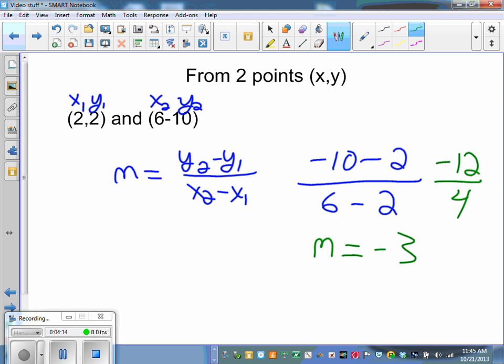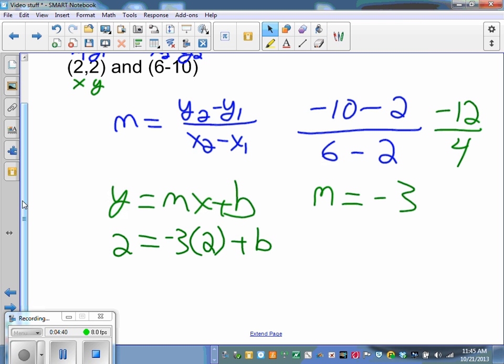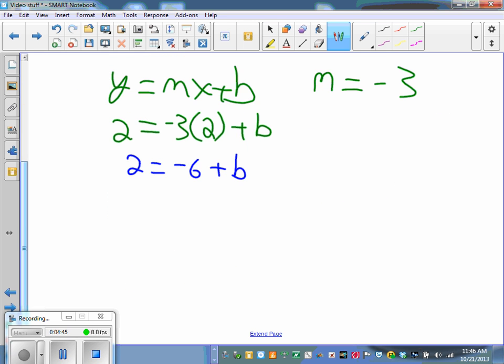So now that we have that, we're going to do exactly what we did before. We now have a slope, and we get to choose a point. I'm going to choose the easier point. This is my x and my y. So let me give you the y equals mx plus b. In this case, my y is 2, equals negative 3 times my x, which in this case happens to be 2 from my point that I chose. And then we're going to add b. We don't know what it is yet. This is 2 equals negative 6 plus b.